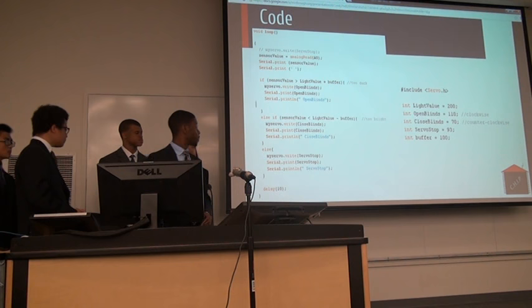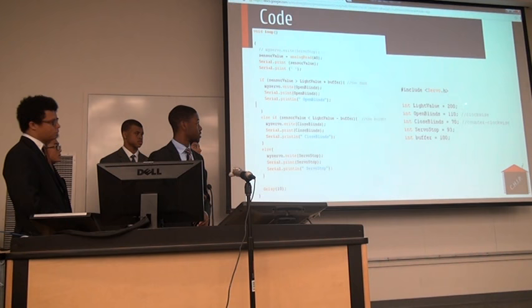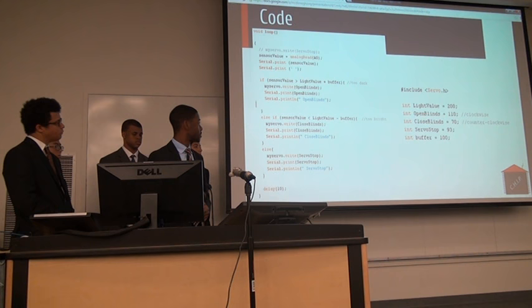So here's the code that we wrote. Over here is where we're initializing the values. So this is the light value of about 200. I believe it's lux. And this is where we initialize all the variables, so when to open and close the blinds. And this is how we tell it to open and close the blinds and when to stop moving.